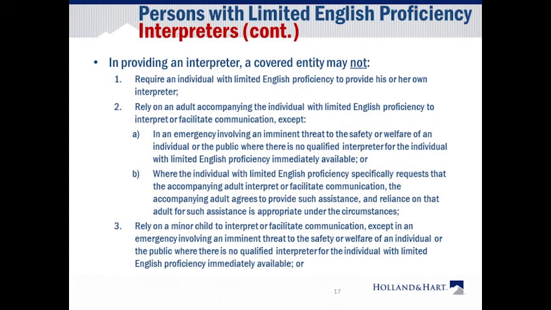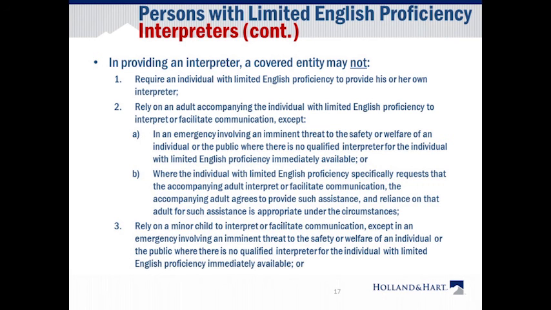In addition, in providing an interpreter, the covered entity may not do the following. So the last 2 slides were what was absolutely required, and here is what may not happen. Covered entities may not require an individual with limited proficiency to provide his or her own interpreter. I know that it's very tempting at times to say, is there anyone in your family or friends who can come with you and help with the interpretation? That is no longer permitted under the ACA rules.